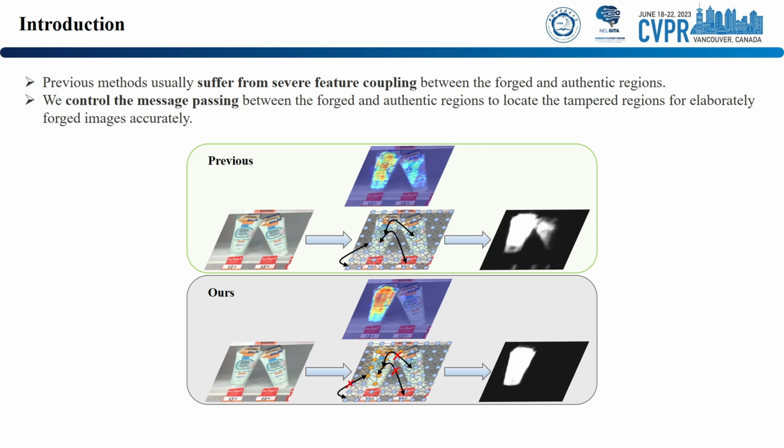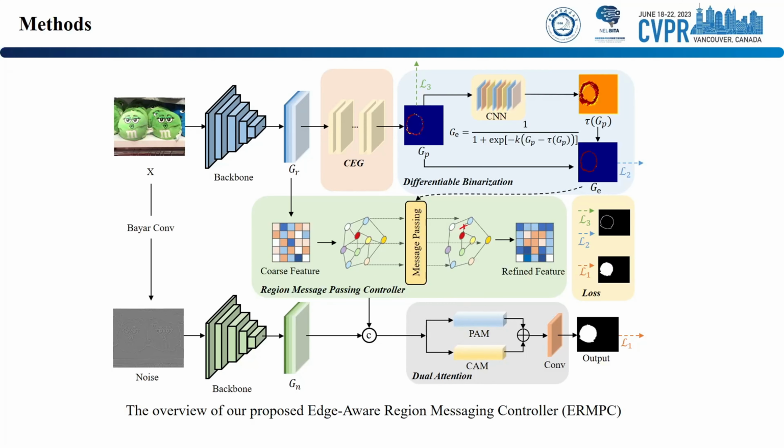As shown in the figure, previous methods do not decouple the features between the forged and authentic regions, making it difficult to locate the tampered regions for elaborately forged images accurately. Therefore, it is particularly important to decouple the features of forged and authentic regions. Then, we introduce our proposed method.